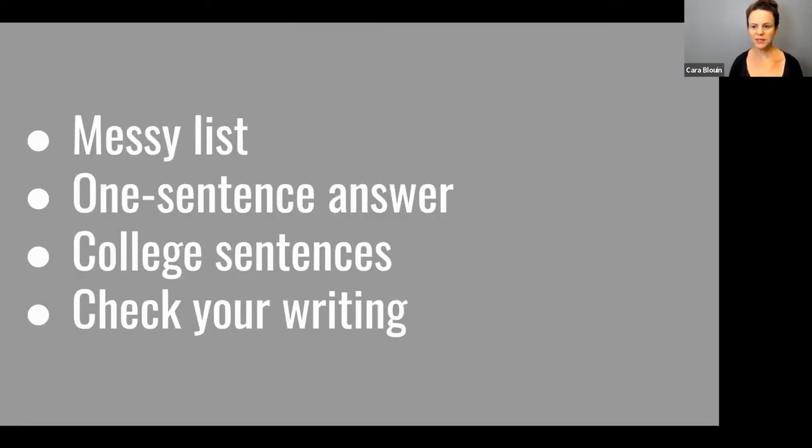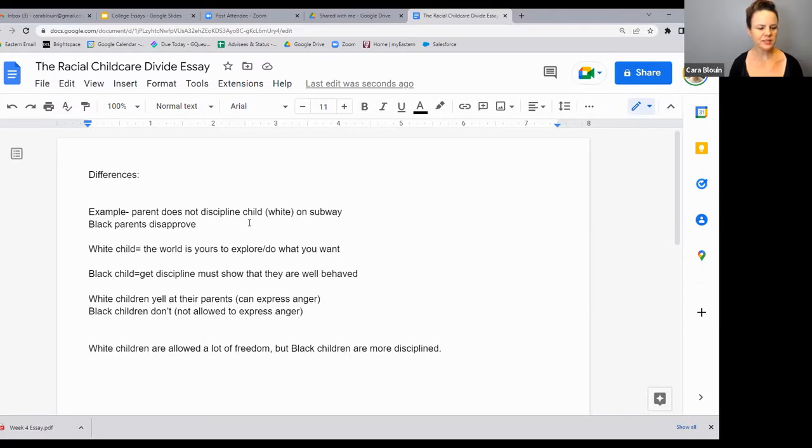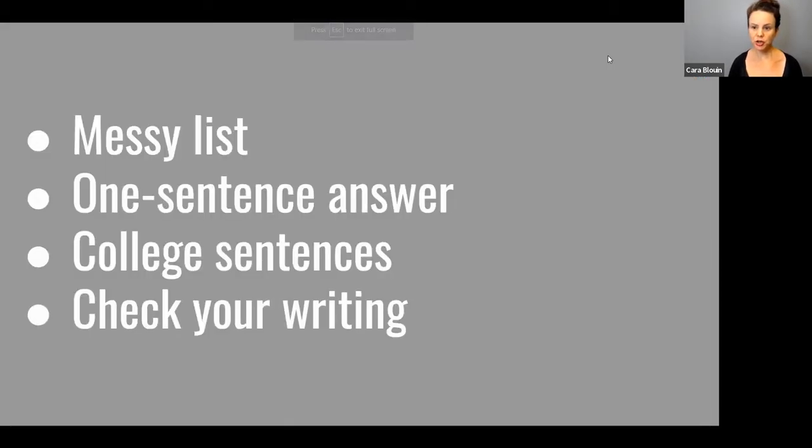Now I'm going to work on my 1-sentence answer so that I can start writing my paragraph or paragraphs that answer this question. Here's my sentence. White children are allowed a lot of freedom, but Black children are more disciplined. I didn't take any words directly from the text, so I don't have to worry about paraphrasing, but I did forget to name the writer, so let me add that now. According to Cooper, white children are allowed a lot of freedom, but Black children are more disciplined. That's my 1-sentence answer. The next step is to turn my messy list into college sentences.